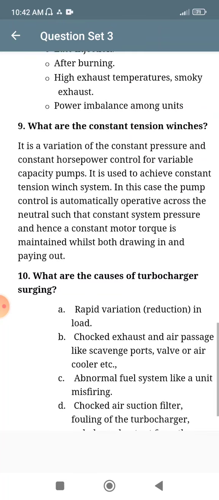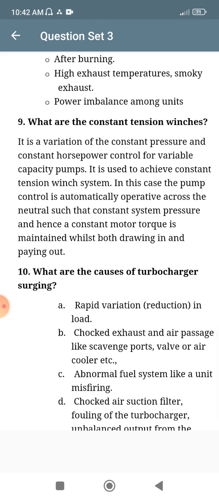Then what are constant tension winches? Constant tension winches are a variation of constant pressure and constant horsepower control of a variable capacity pump. This is used to achieve a constant tension winch system. In the case of the pump, control is automatically operated across neutral such that constant system pressure, and hence constant motor torque, is maintained whilst both drawing in and paying out.